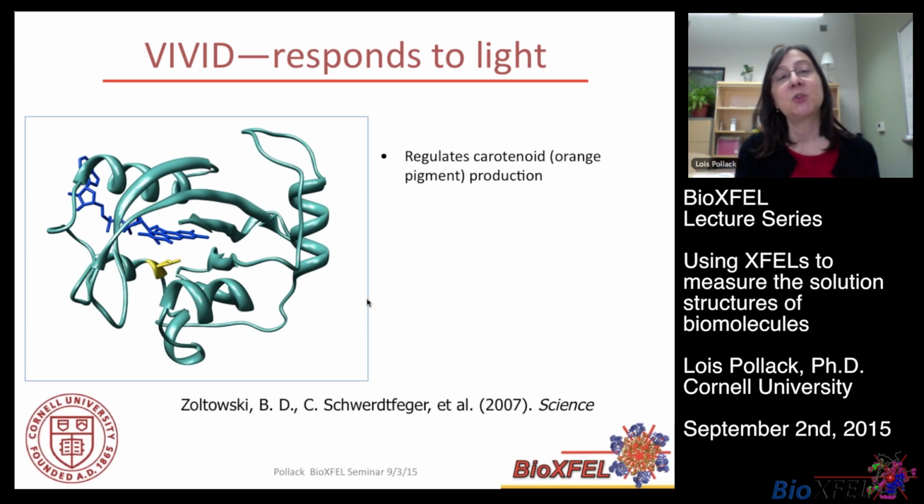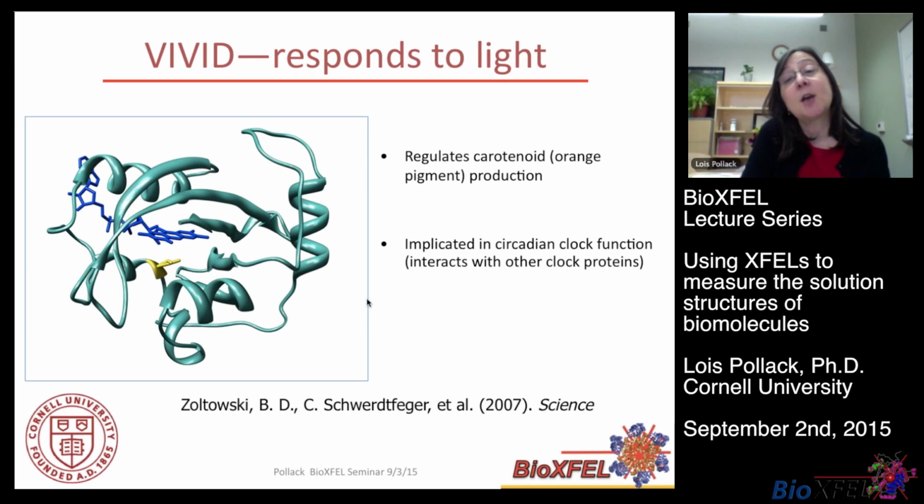So when you knock this protein out, the mold become very orange, which is interesting to see. But the protein has also been implicated in circadian clock functions. It's known that it interacts with other clock proteins, and it affects the regulation, the expression of other genes. And the question is, how does this protein work?